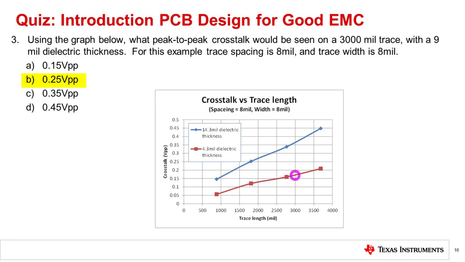A 3000 mil trace length with a 4.3 mil dielectric had a crosstalk of about 0.17 volts peak to peak, and the 14.3 mil dielectric had a crosstalk of about 0.36 volts peak to peak. Interpolating between the two curves gives approximately 0.25 volts peak to peak for a 9 mil dielectric. Of course, this is just an estimate, but it does give a general idea of what kind of crosstalk to expect.